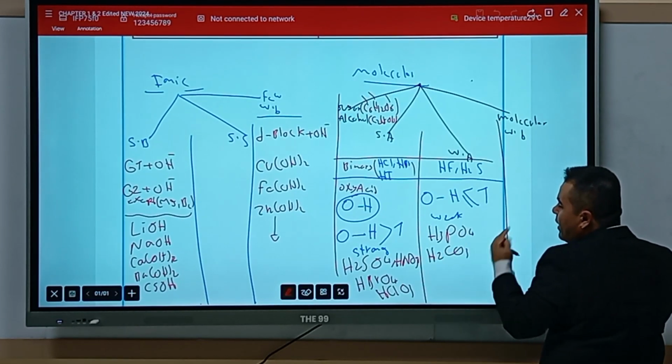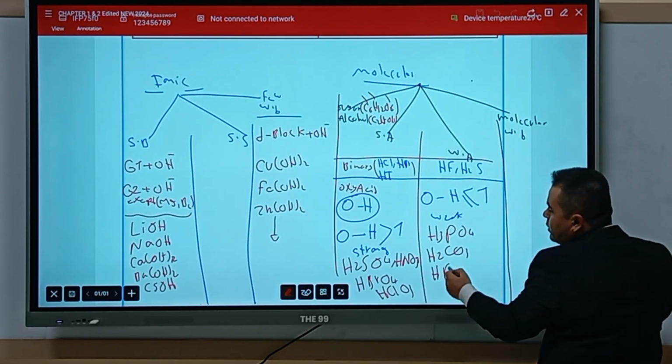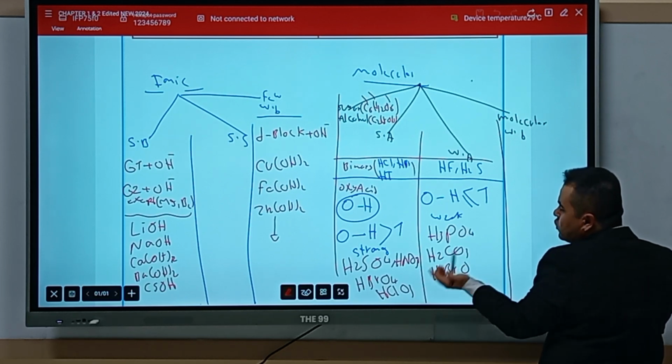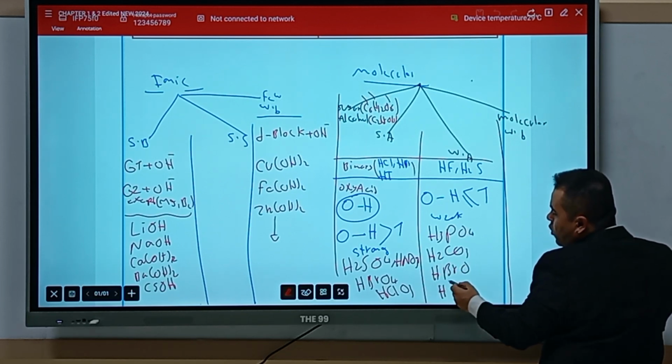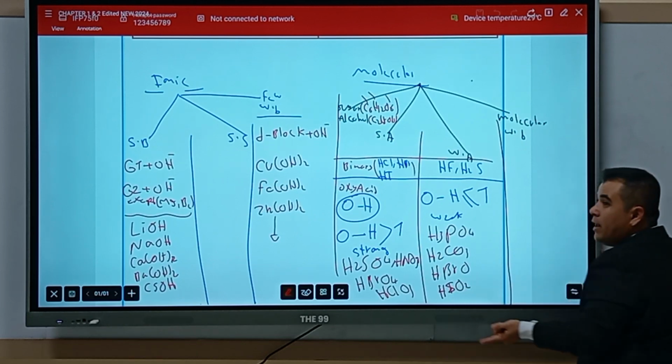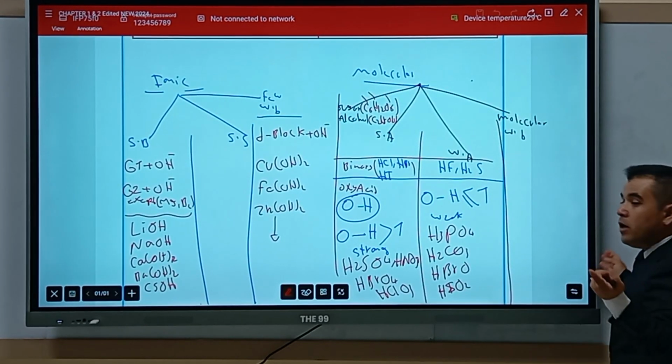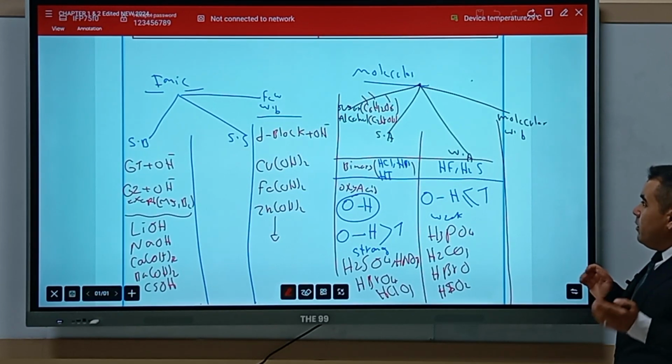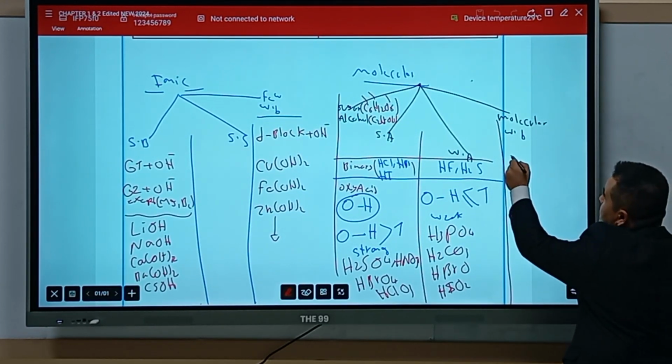H2CO3: 3 minus 2, 1. It's weak. HBrO: 1 minus 1, 0. HIO2: 2 minus 1, 1, so it's weak. How about the molecular weak bases?